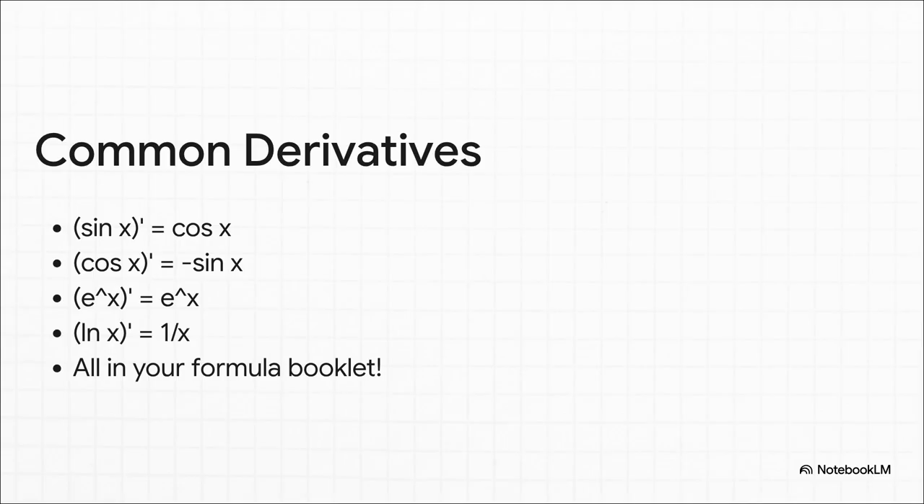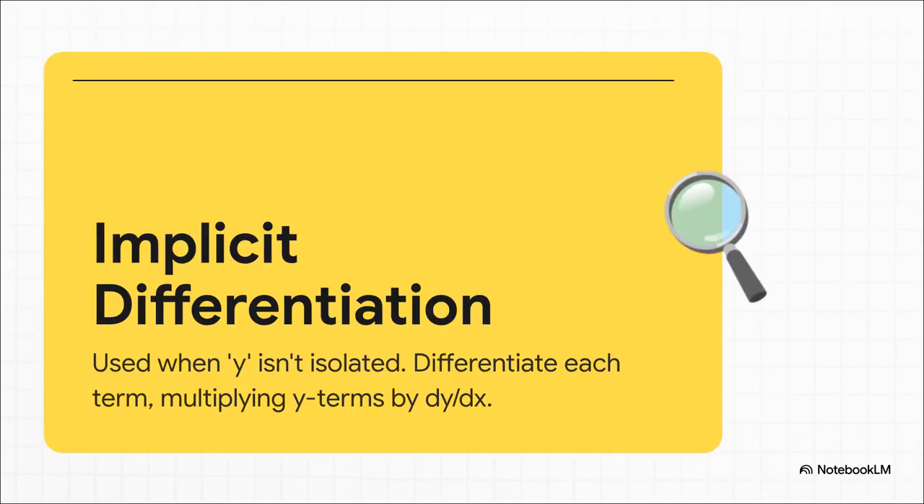So really, don't stress about memorizing them. Sooner or later, you're going to run into a messy equation where y isn't just sitting there nicely on one side. For those situations, we have a special technique called implicit differentiation. The main idea is you just go through the equation, term by term, and differentiate everything with respect to x. The one little thing you have to remember is, whenever you differentiate a term with y in it, you just tack on a dy/dx at the end. After that, it's just a bit of algebra to solve for that dy/dx.